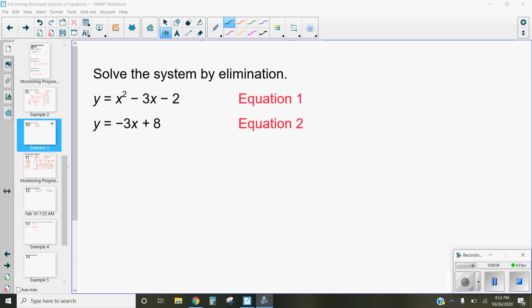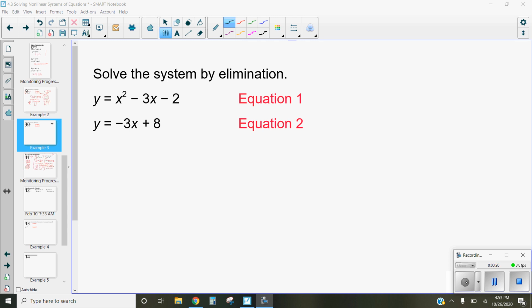Hi, this is Mrs. Kidman, and in this video, we're going to be discussing how we can solve systems of equations, nonlinear equations, so a line and a quadratic, things like that, using elimination. So in this case, we've got a quadratic and a linear function, and we're going to solve them by elimination.